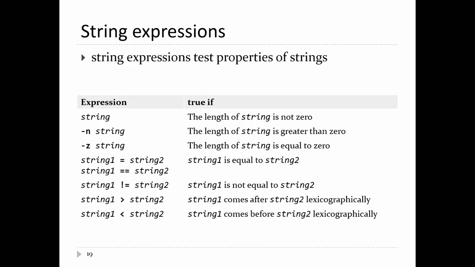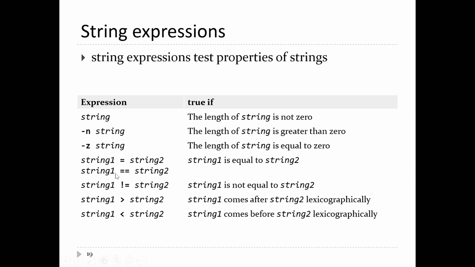Okay, string expressions. The string expressions test properties of strings. These are all of the string expressions, as far as I know. If you just use the string itself, then that's true if the length of the string is not zero. As long as the length of the string is not zero, you'll get back true. Minus n string is true as long as the length of the string is greater than zero, so the string actually contains something. Minus z string is true if the length of the string is equal to zero.